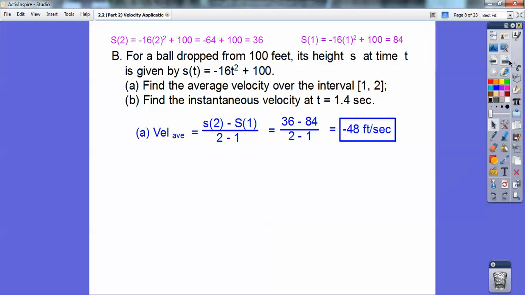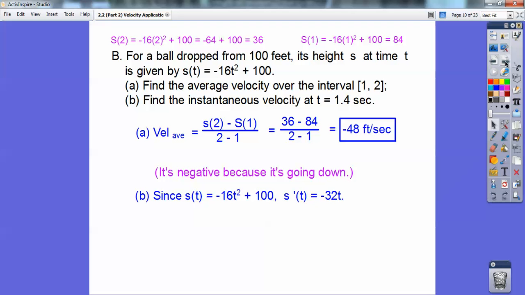All right, so let's go ahead and use our definition of average velocity. I do s of t2 minus s of t1, and I did that up here. Here s of t2 is 36, s of t1 is 84. So then I get 36 minus 84 over 2 minus 1. Notice it's negative. Well, it's negative because it's going down. So it's negative 48 feet per second. Always put it in the context of the problem. So we're dealing with feet and seconds here. Negative 48 feet per second.